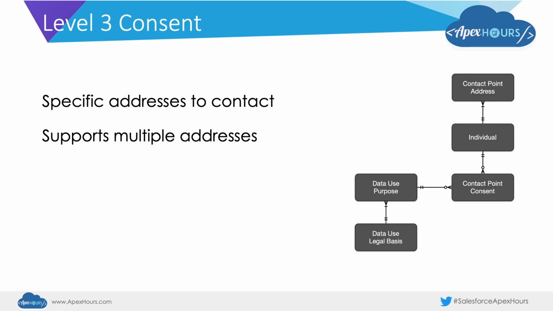This third level identifies the specific address or addresses the individual wants to be contacted on. The contact point address object is used to store different addresses for an individual. For example, an individual may have both an office address and a home mailing address. The contact point consent object represents an individual's consent to be contacted via a specific contact point, such as an email address or phone number.